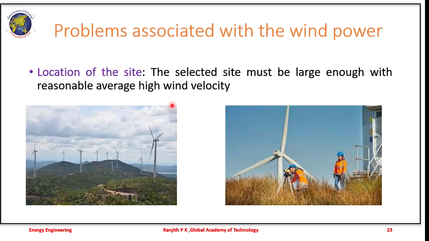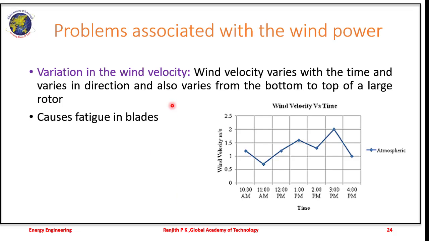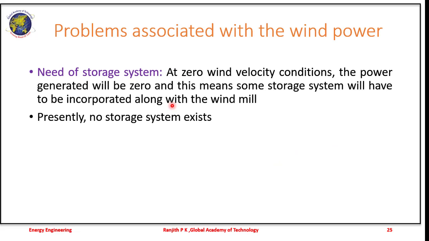It is the location of the site. The site must be large enough with reasonable wind velocity, otherwise it may end up not producing any energy at all. And the variation: wind velocity varies with time and varies in direction as well, and it varies as the cross section of the wind turbine changes. And if there is variation in the wind that is blowing, it tends to cause fatigue in the blades, and this needs to be taken care of.